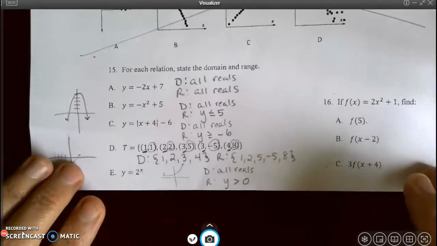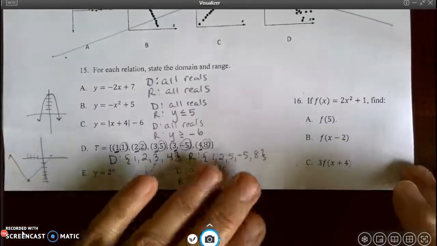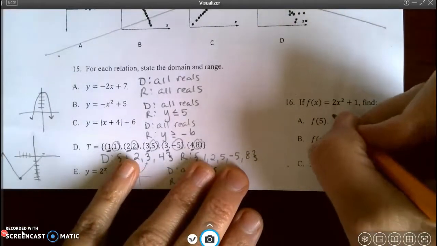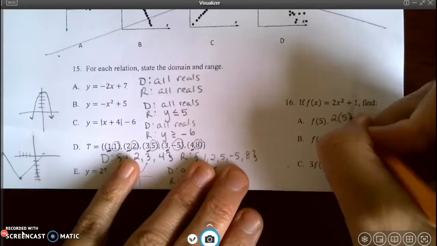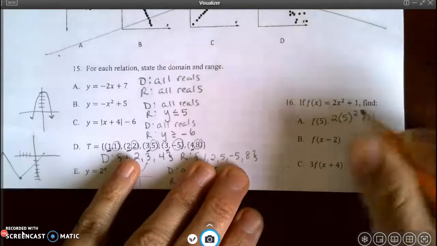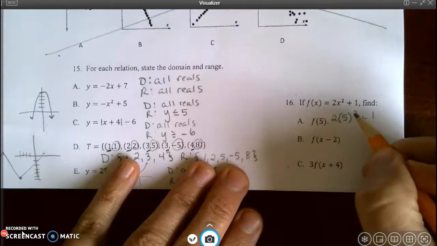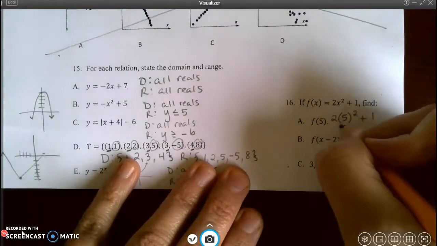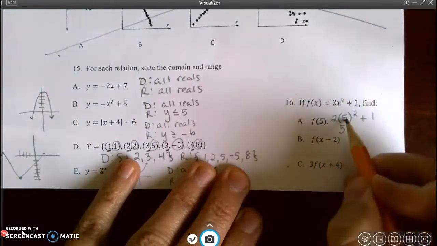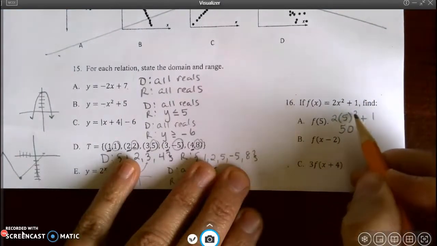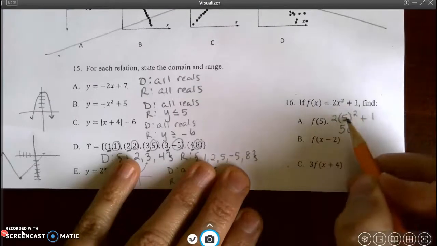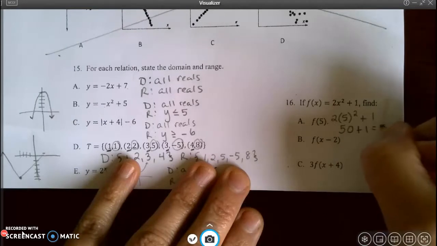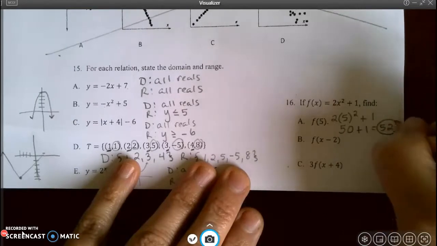Alright, and then this last question here, we're asked to find f at 5, so I'm going to put a 5 in for x, so I have 2 times 5 squared plus 1. I know that 5 squared is 25 times 2 is 50. Do not multiply the 2 and the 5 first, and then square that. You have to do exponents and then multiplication. So I get 50 plus 1 is 52.